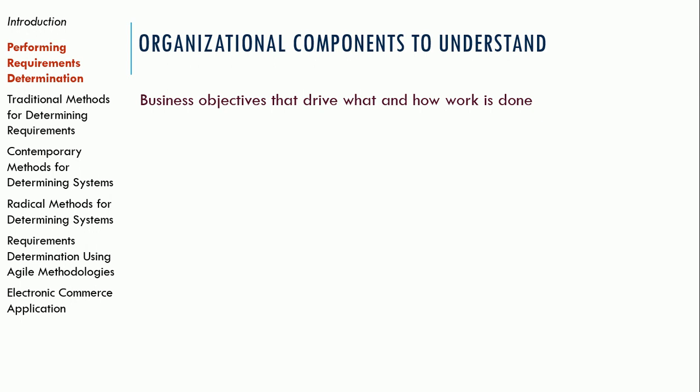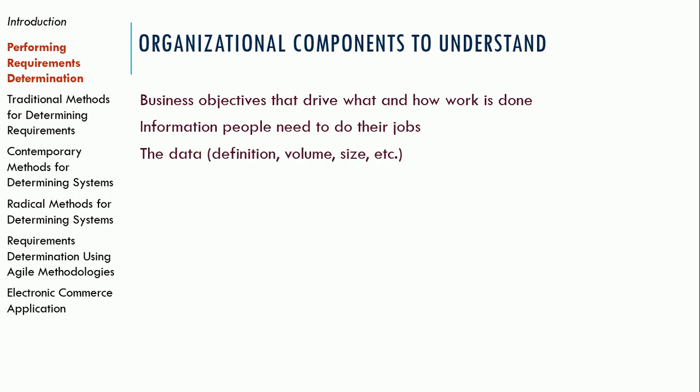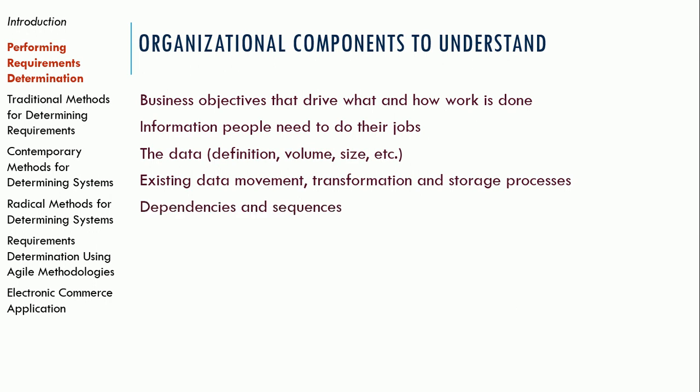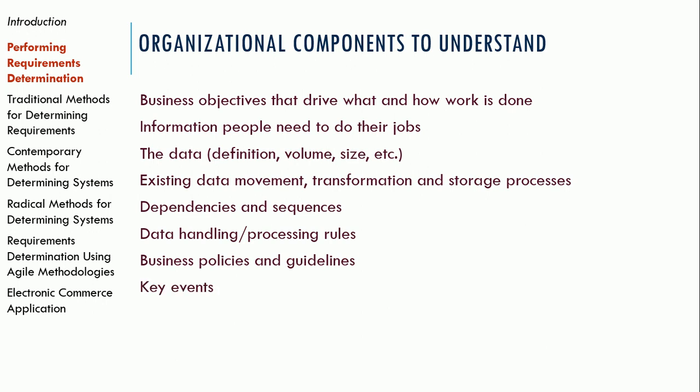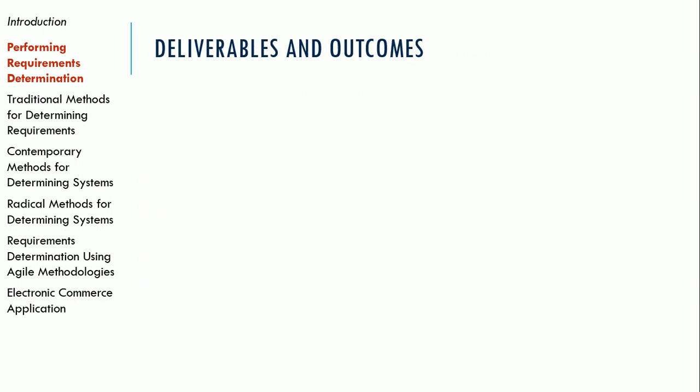So the business objectives drive what and how work is done. These are things we're trying to understand. Information that people need to do their jobs. We want to try to determine the data that's being used throughout the process, how it's moved, transformed and stored, any dependencies or sequences that happen with that data, any business rules and how they handle that data or how they handle a process, any policies or guidelines throughout the process, and key events. These are all the things that we're going to try to look for in our requirements determining phases.